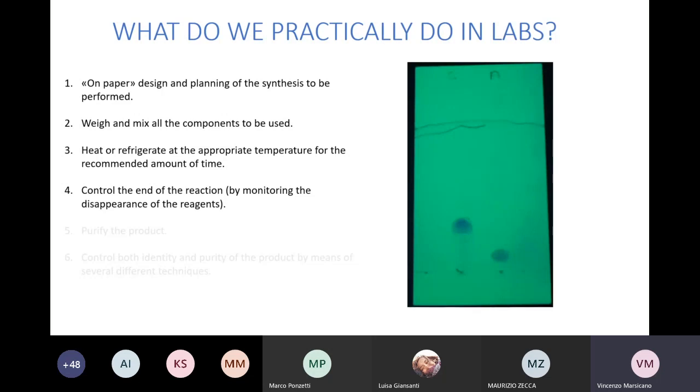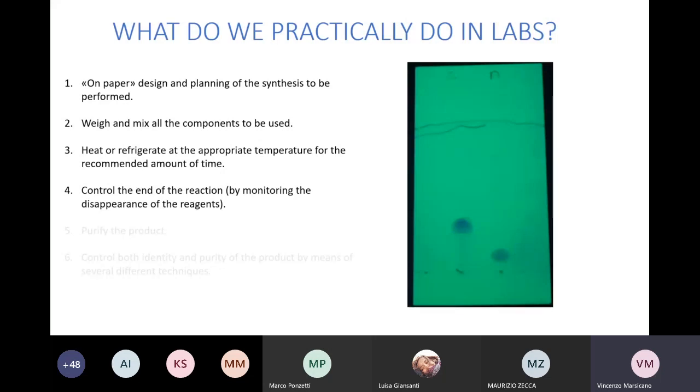This is something really easy to understand visually by comparing the position of the spots. As we can see in A, that is our reaction mixture, there is no more the spot that corresponds to our reagent, so it means that our reagent has been completely consumed, and so the reaction is ended. Of course, sometimes we cannot easily understand this by performing simple TLC analysis, so we have to use more complex instrumental techniques, but this is something that in general is quite useful.